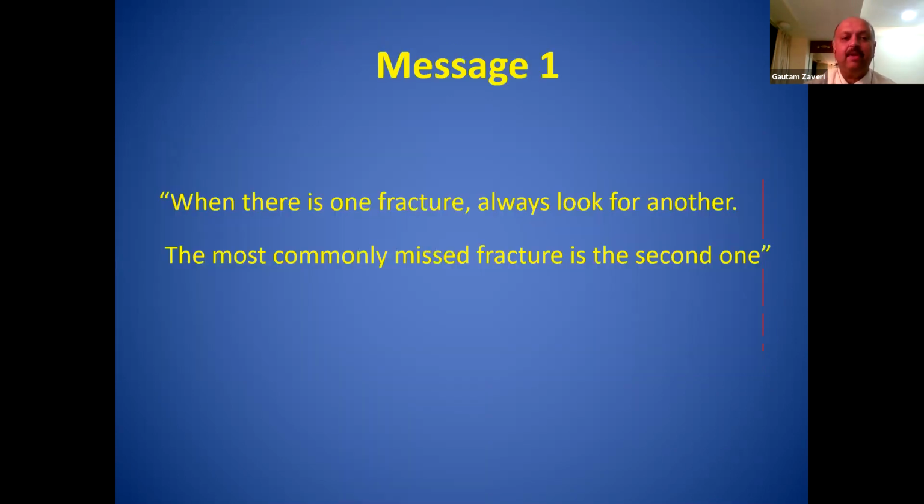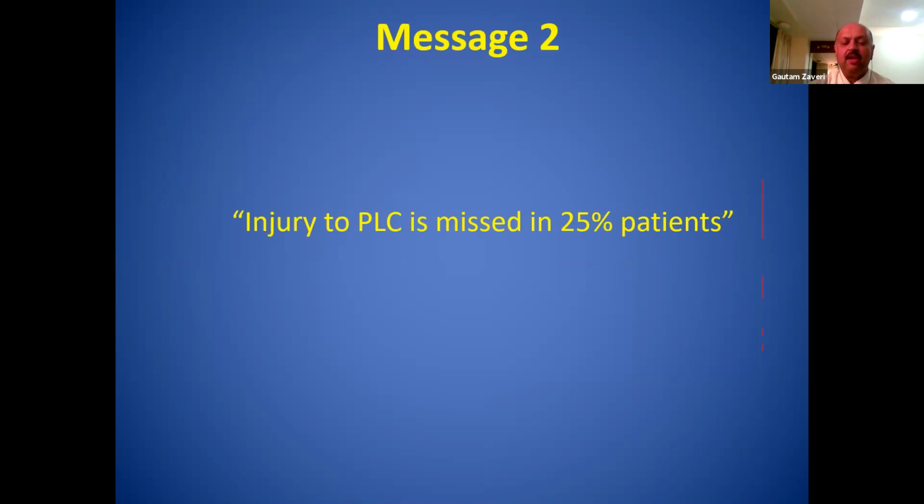So what are my take-home messages? The first message for residents is that whenever there is one fracture, always look for another one. The most commonly missed fracture is the second one. Injury to the posterior ligamentous complex is frequently missed, in almost 25% of patients. Look for a posterior ligamentous complex injury.